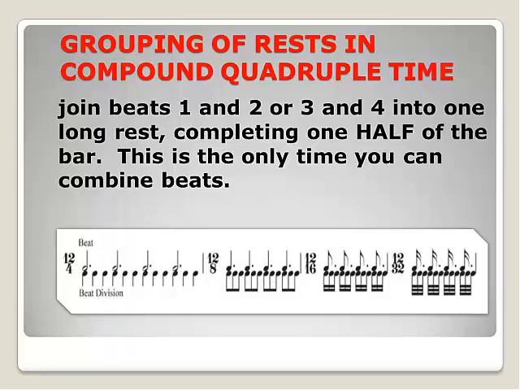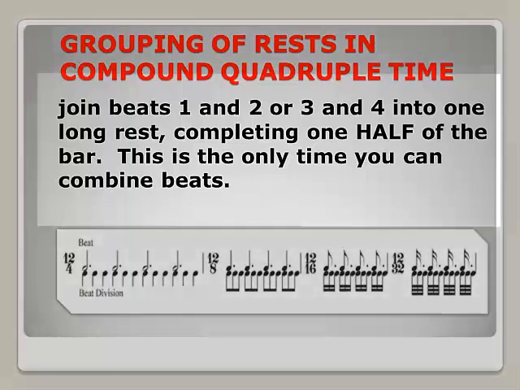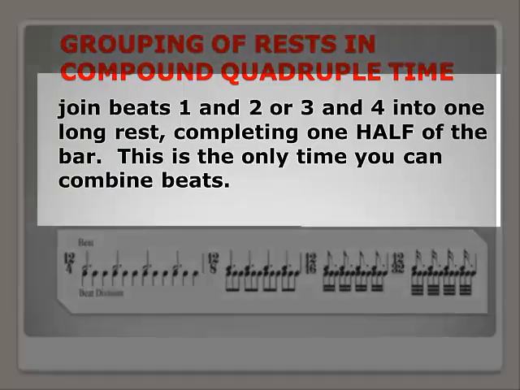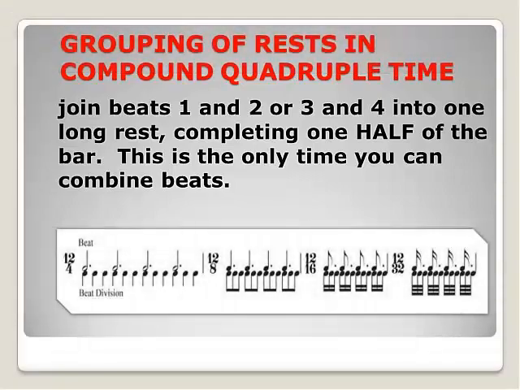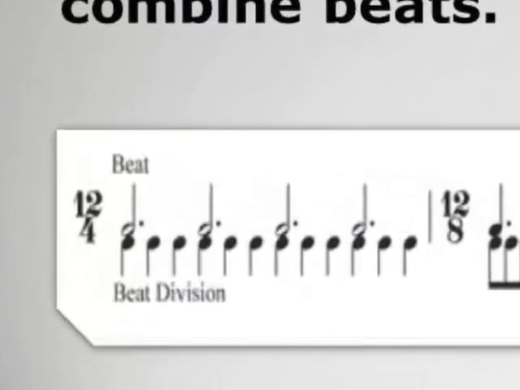In compound quadruple time, you can join beats 1 and 2 together, or you can join beats 3 and 4 together, but you can never join the second and the third beats together. What you're doing when you join beats 1 and 2 together, or beats 3 and 4 together, is that you're completing half of the measure with rests. This is the only time when you can combine any of your beats. Let's look at these examples, just so I can clarify the divisions.